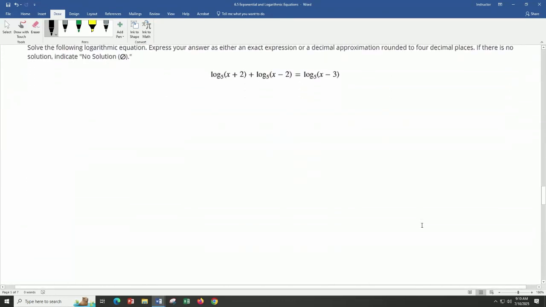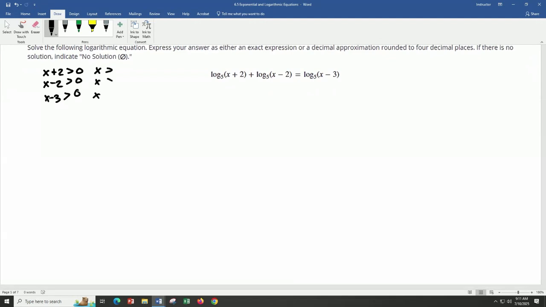Here, once again, you have a restriction, because remember, I can come in here and go, okay, I've got x plus 2, I've got x minus 2, and then I've got x minus 3. All of these have to be greater than 0. Am I right? And then notice I get what? x greater than -2, 2, and 3.